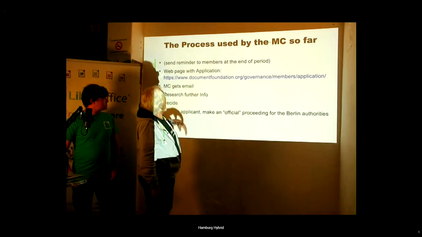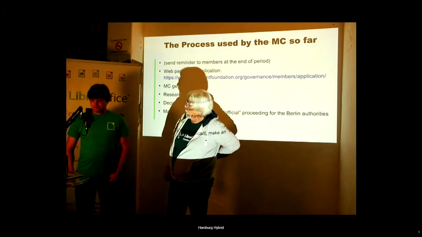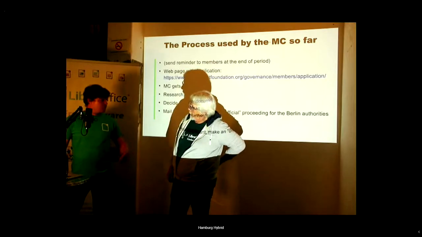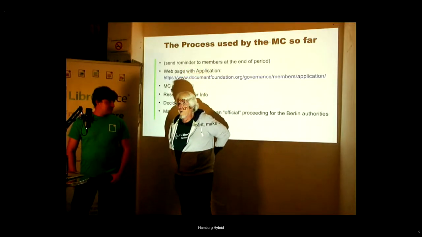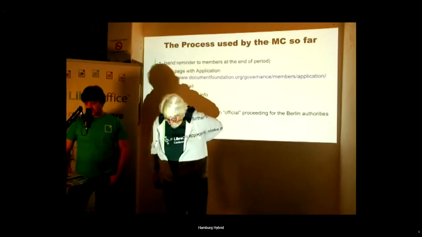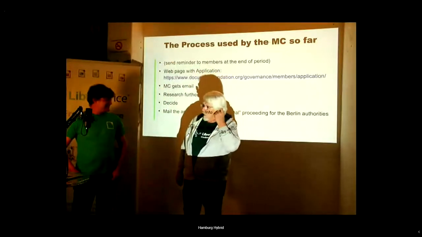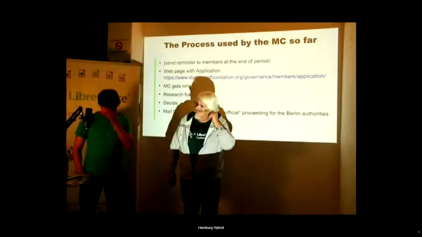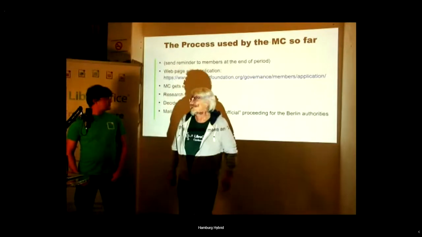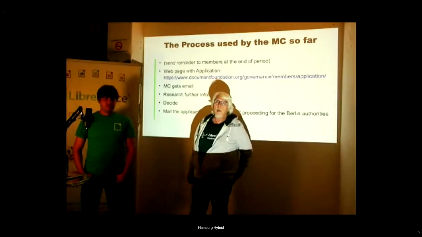As you can see here, the whole thing starts with an email for members who are about to expire. If you are already a member. If not, you have to go to some web page and fill out a form, and in the end we get an email. In the end you answer the reminder email, or you go to that web page. You see the link here, this is the actual web page. But in both cases, at the end, the MC ends up with an email.